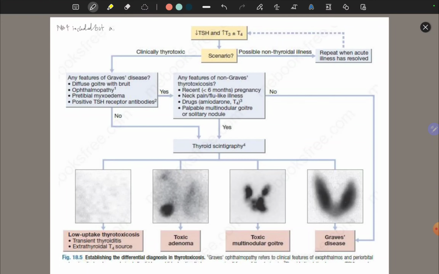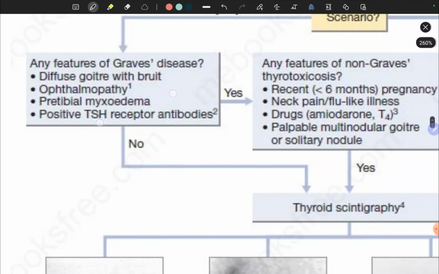In any case, when we have low TSH and high T3, T4, we search for the clinical picture. If there is a clinical picture suggesting thyrotoxicosis, we see, is there any feature of Graves' disease like what? Diffuse goiter, ophthalmopathy, exophthalmos, pretibial myxedema, and positive TSH receptor antibody. This means most likely this is a case of Graves' disease.